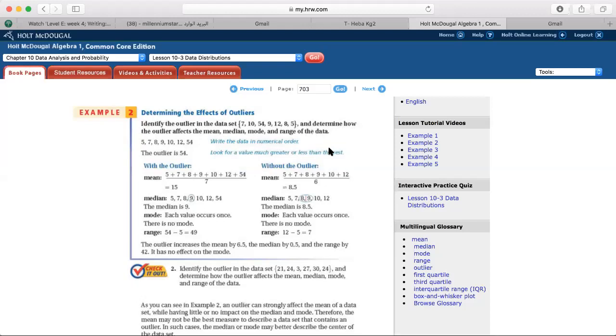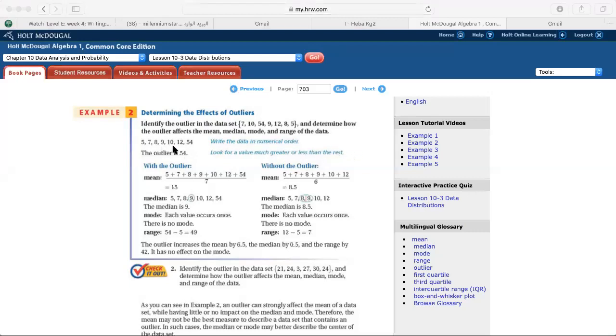They are in the same interval. Like yesterday we learned the intervals, they are all in the same interval. But 54 is very far. It is different from the other numbers. So first write the data in numerical order: 5, 7, 8, 9, 10, 12, 54. So the outlier is 54. Look for the value much greater or less than the rest.